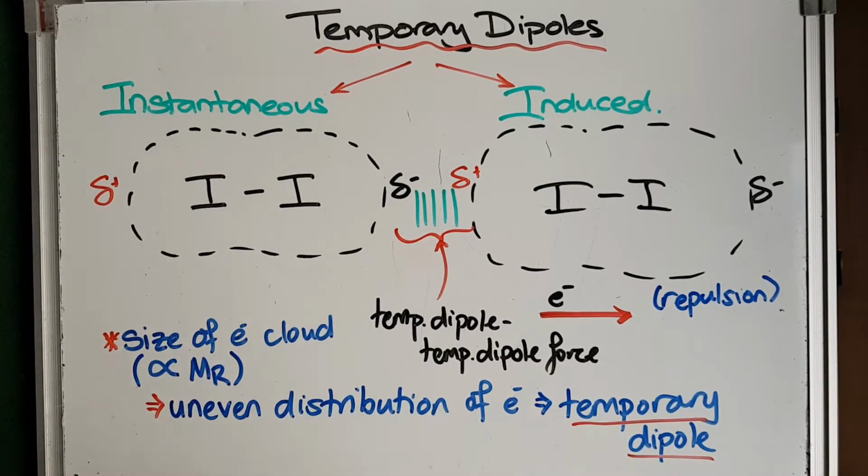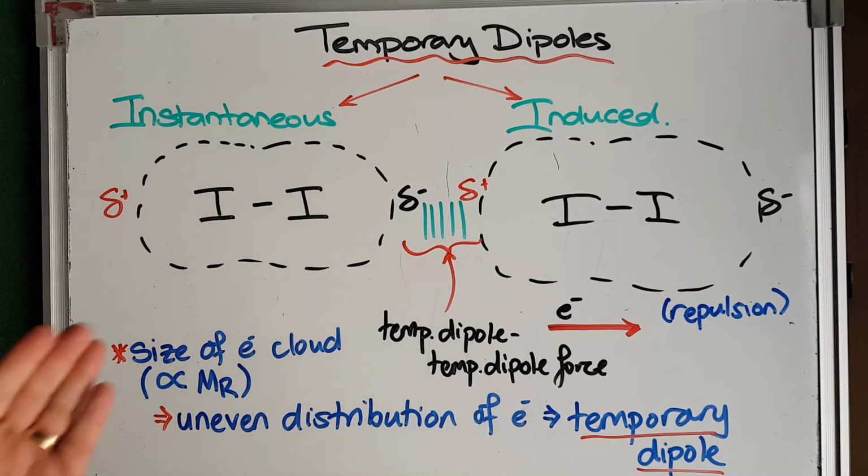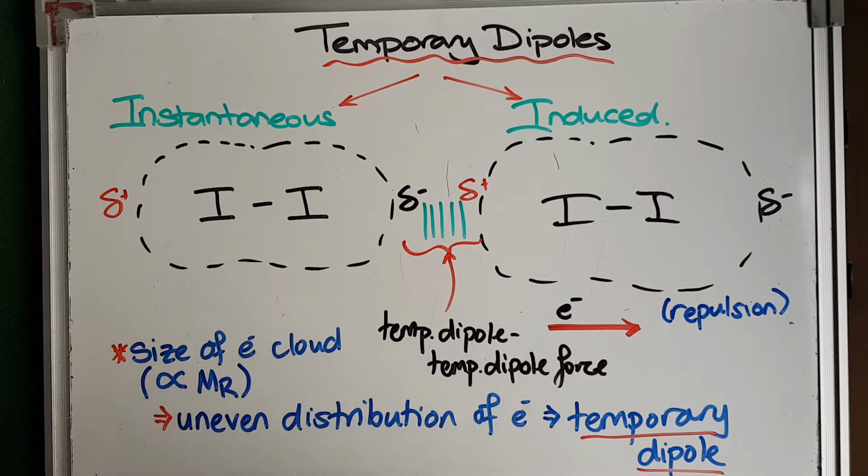Why do some non-polar substances have such high melting and boiling points? Why is iodine, I2, a solid at room temperature when it's non-polar? This comes down to the forces between the molecules called intermolecular forces.